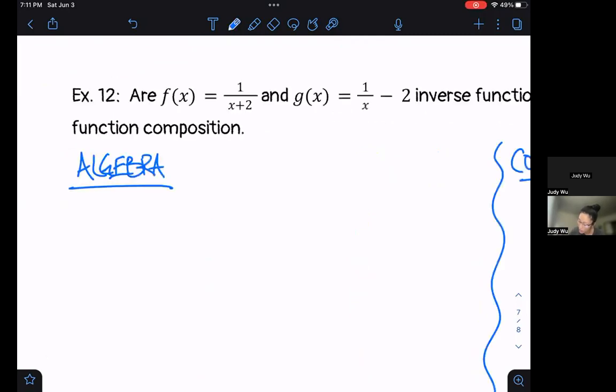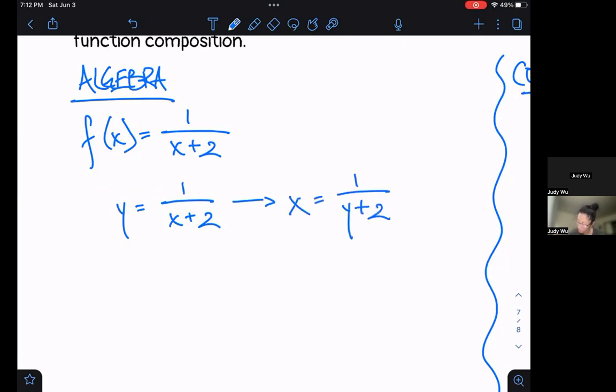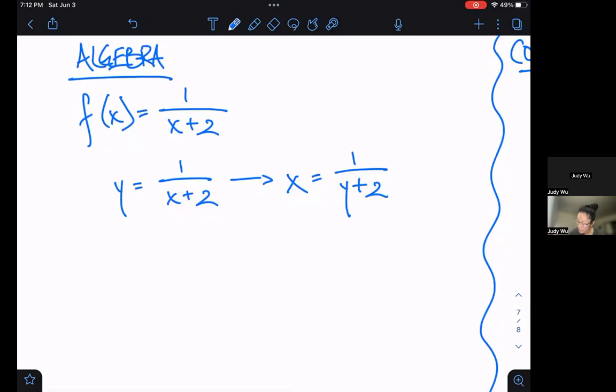So for the algebra, I'm just going to pick either f of x or g of x. Doesn't really matter which one. So let's choose f of x for this one. So f of x equals 1 over x plus 2. Now, algebra means I'm going to use the method I just used. So y equals 1 over x plus 2, which when we switch the x and y's is x equals 1 over y plus 2. All right, now I'm going to multiply both sides. X times y plus 2 equals 1.